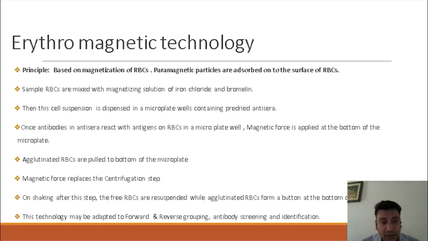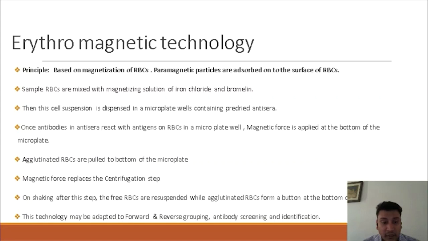Once antibodies in the antisera react with antigen on the RBC surface in that well, a magnetic force is applied at the bottom of the microplate. If an antigen-antibody reaction has taken place, then the agglutinated RBCs are pulled to the bottom of the microplate. Here the simple thing is that instead of centrifugation, the magnetic force has replaced the centrifugation step. After the magnetic force has been applied and the agglutinated RBCs have come to the bottom, even if we shake using an agitator, the free cells are resuspended, but the agglutinated cells will remain at the bottom of the well.